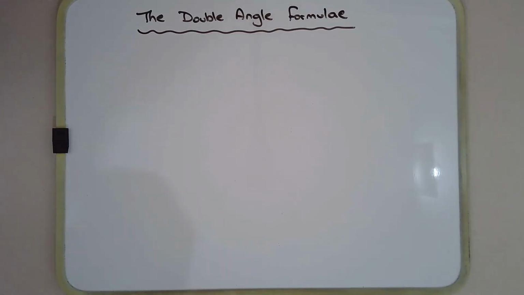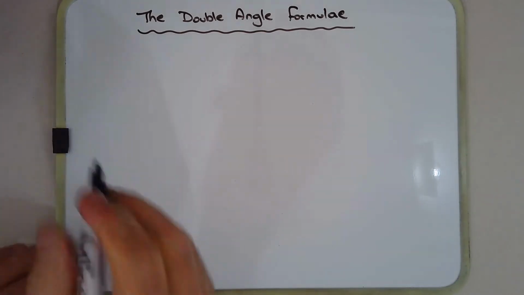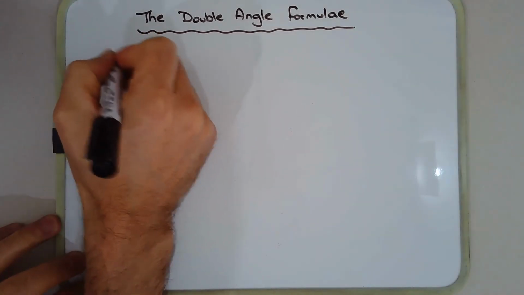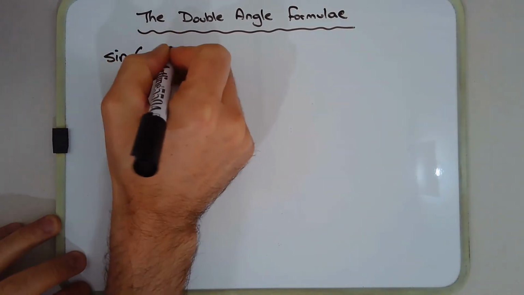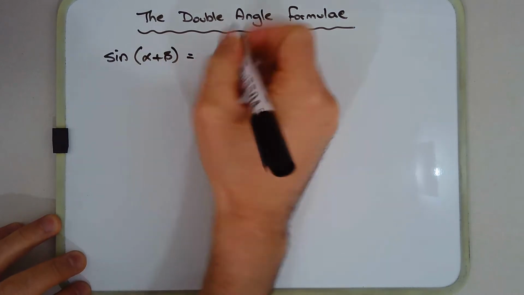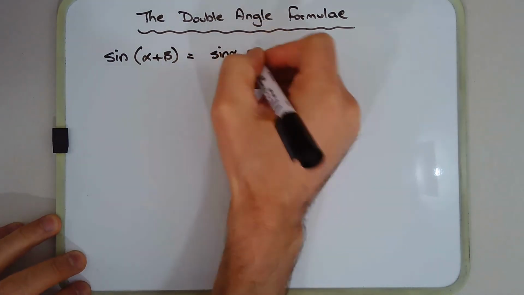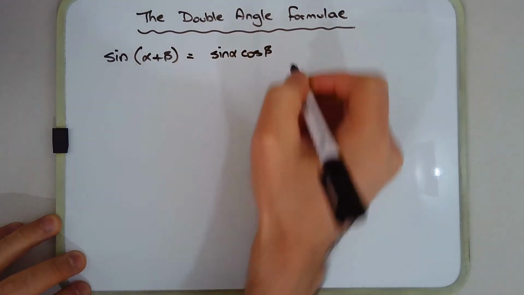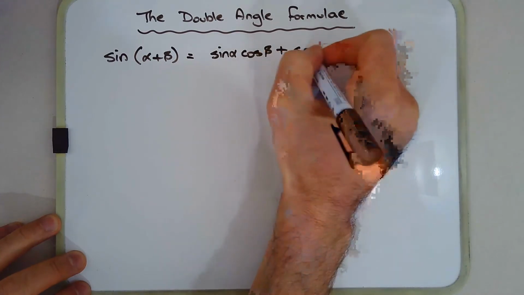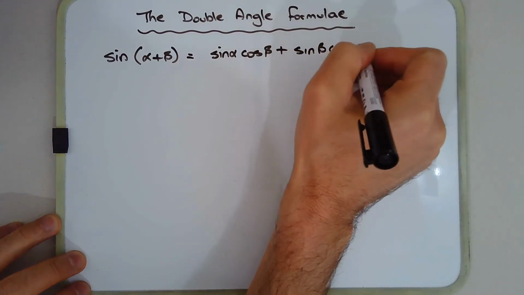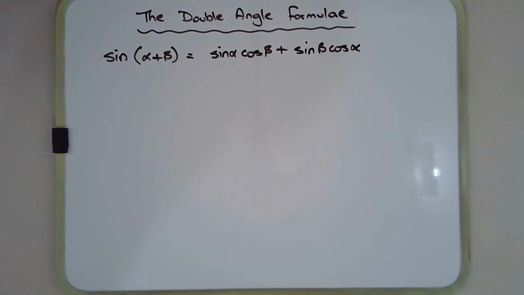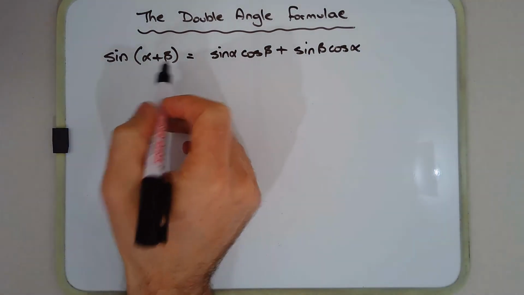In this video, we're going to derive the three double angle formulae for sine, cos, and tan. So let's start off with sine. We know that sine of alpha plus beta is equal to sine alpha cos beta plus sine beta cos alpha. But let's say beta equals alpha.